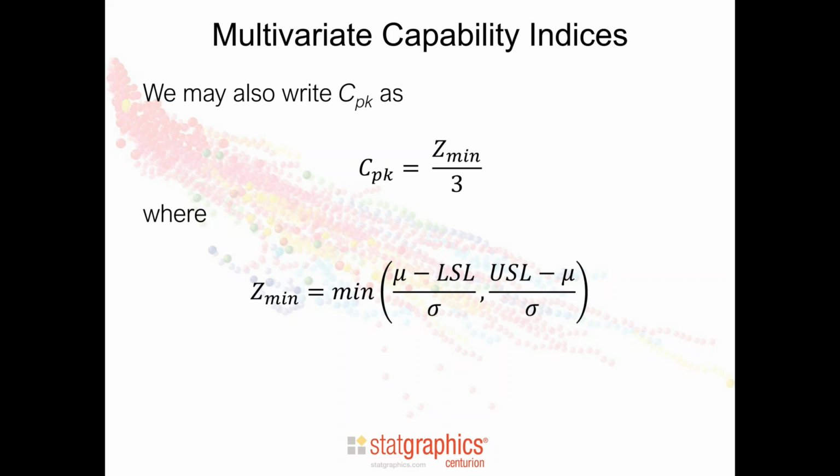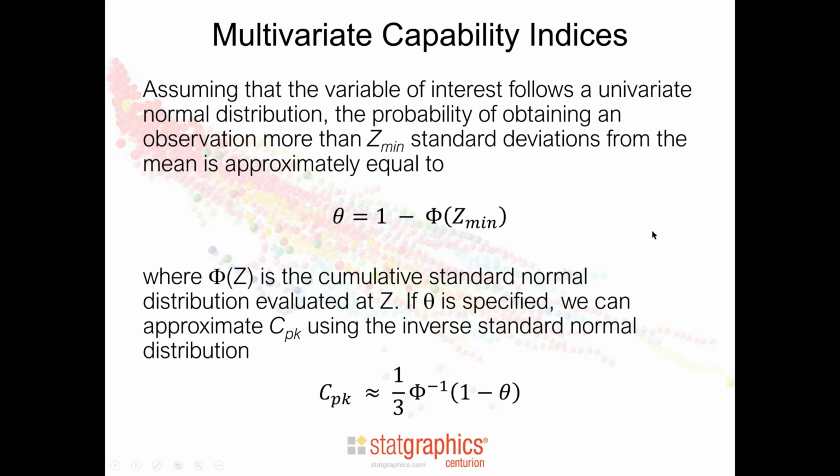Some people like to use CPK. Some people like to compute Z-scores instead. In that case, Z min is simply the minimum distance from the mean to the specifications divided by sigma. Not 3 sigma, just sigma. So depending upon which you like to use, you can use Z-min or you can use CPK. Now, what I want to do is extend that definition to the multivariate case.